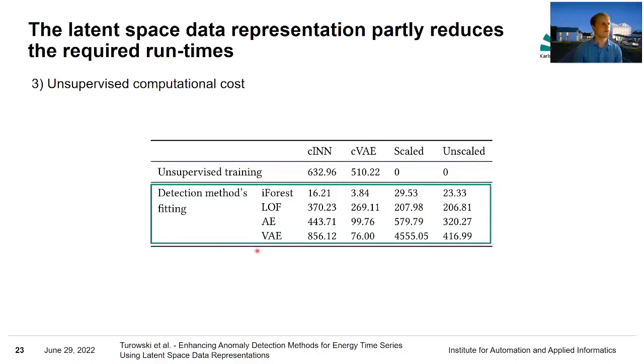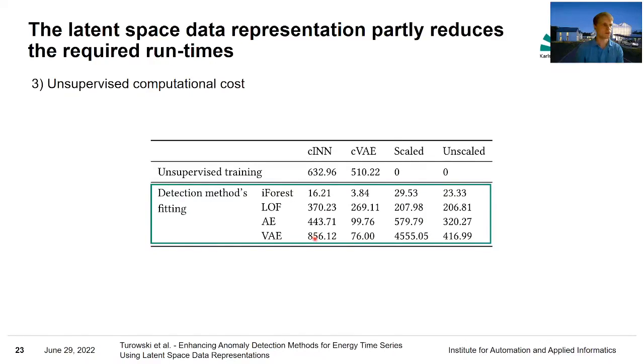So for the autoencoders, variational autoencoder and autoencoder, the fit is quicker than the training. However, on the latent space data representations, if we consider the iForest, it's about the same here, but for the last one, which is the LOF, it takes considerably longer to fit it on the latent space data representations. So it's a mixed impression.